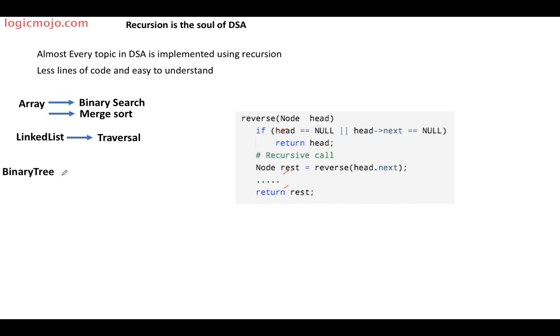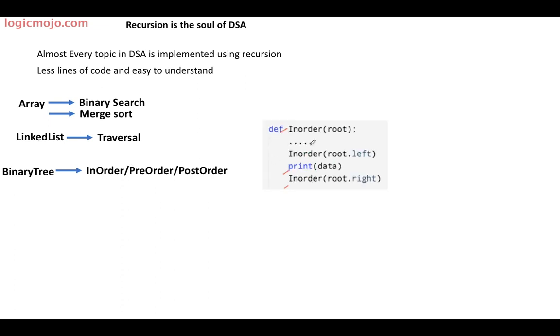Similarly, binary tree. In case of the binary tree, 95% of the binary tree problems can be implemented using recursion only. In fact, you simply traverse a binary tree, either in-order or pre-order or post-order, and that can be achieved using recursion. This is a sample code of the in-order traversal of a binary tree, and here we use recursion to achieve it. You can do it the iterative way also, using loops, but the code is very, very complex. That's why people also use recursion here.